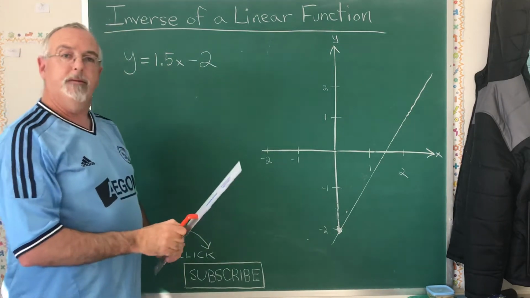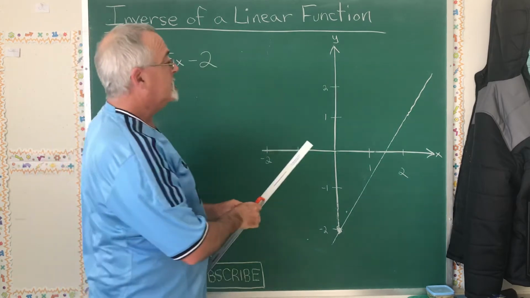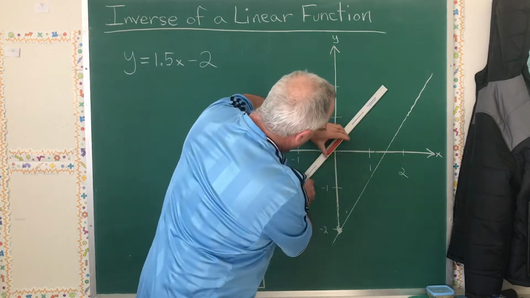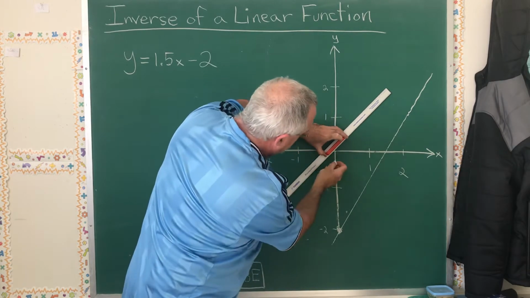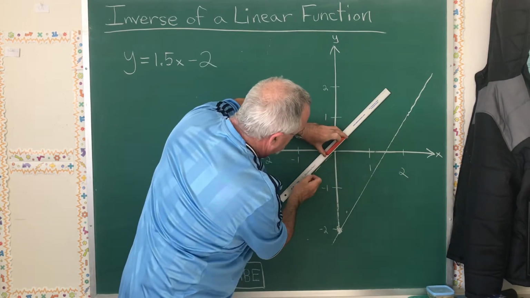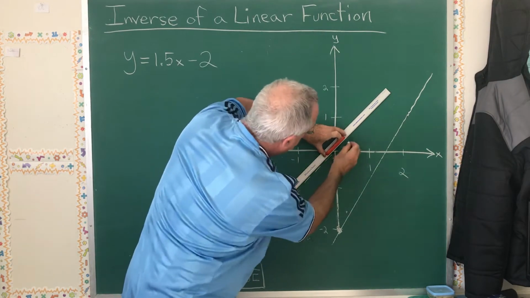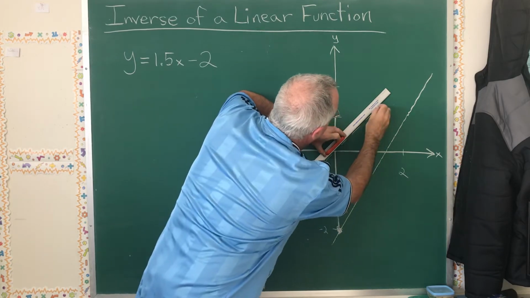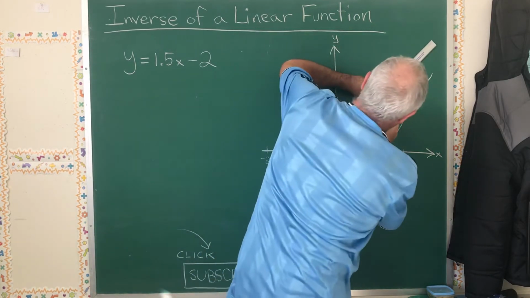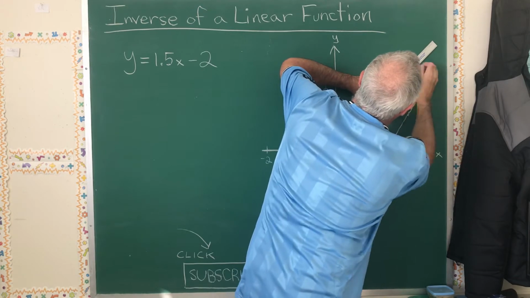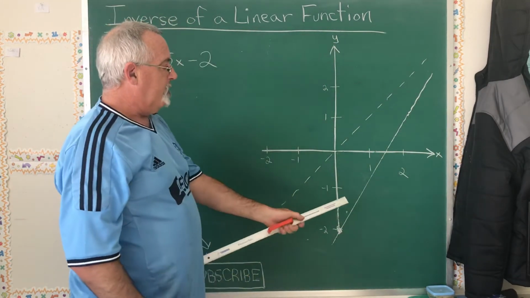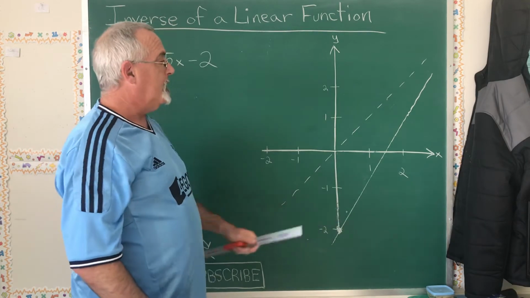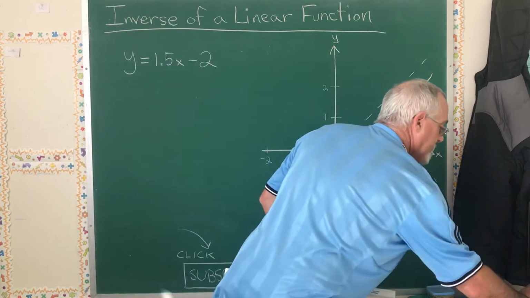Then I want to graph the line y equals x, which is a line that makes a 45-degree angle with both axes. And I'm going to graph it with a dotted line because it's really not part of my answer. Then I'm going to graph the reflection of this original line, and I'll graph it in a different color.